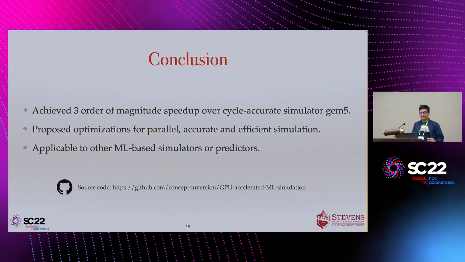And in conclusion, we achieved more than three orders of magnitude speedup over the cycle-accurate simulator gem5. And we propose optimizations for parallel, accurate, and efficient machine learning based simulation. The optimizations that we discuss here are also applicable to other ML-based simulators or ML-based instruction predictors like Ithemal.